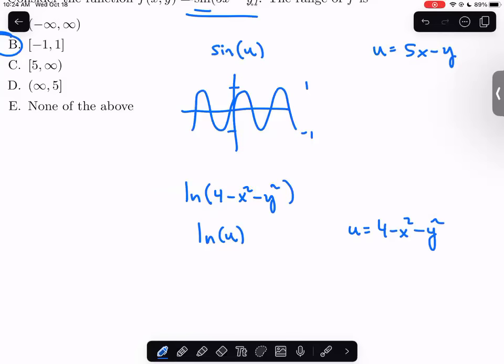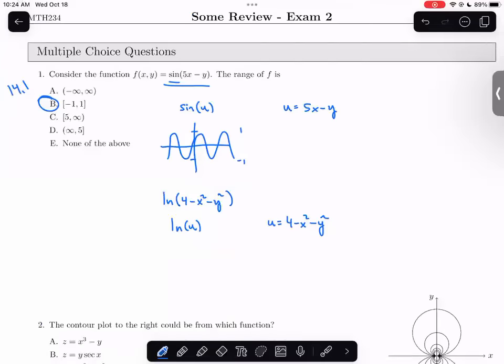And so we have seen cases like that, of course, in class and in the web work homework. So that's just a reminder of when the inside could have some additional restriction here. All right, so that's the first question. Any questions on ranges? Yes, here in the middle.